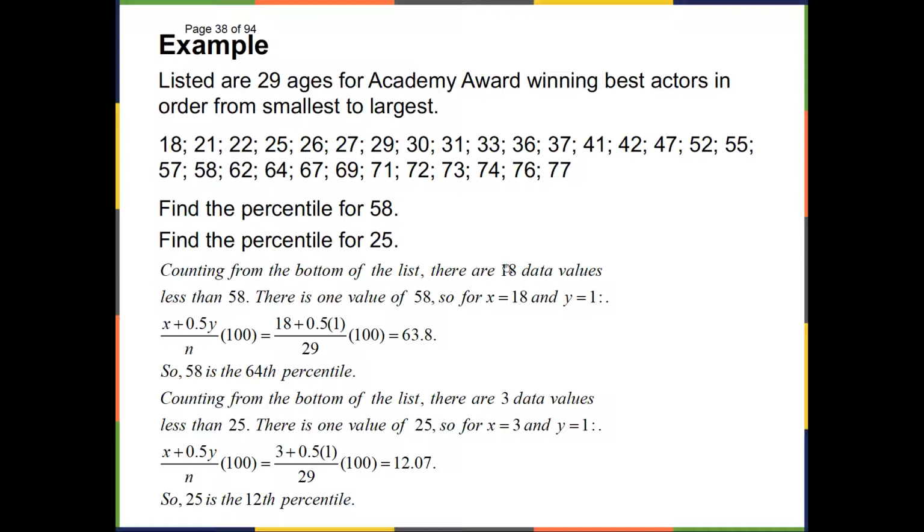There is only one person here that is 58, so my x is going to be 18, my y is going to be 1, and there are 29 individuals listed, so that's right there. So what that equals is 63.8, round up. So that would mean that 58 is in the 64th percentile. You can repeat that again, and then we can see that the age of 25 is in the 12th percentile. Again, gives me a pretty firm understanding of what the range is for the data.